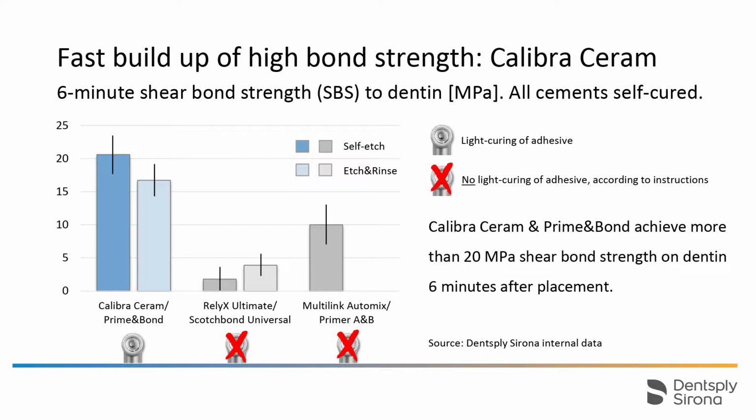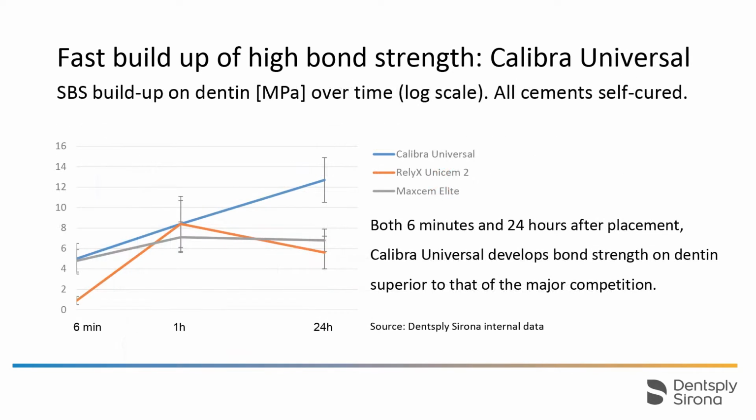The specimens were debonded after 6 minutes. The result, Calibra Ceram and Prime & Bond reach up to 20 MPa shear bond strength only 6 minutes after placement. Competitors' products range from 2 to 10 MPa. The bond of self-adhesive cements without light curing develops much slower. In such scenarios, buildup of the bond strength in the long term is therefore of particular interest.